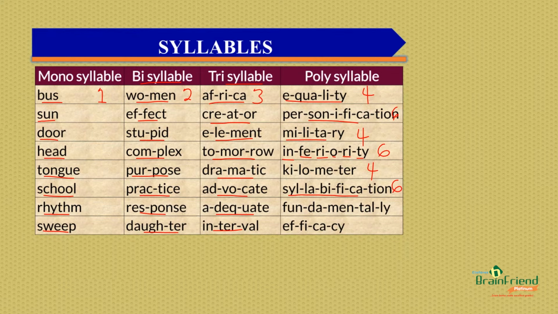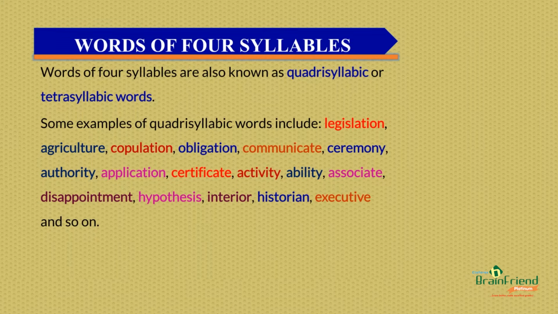We also have the word fundamentally, which is made up of 5 syllables. And lastly, we have efficacy, which is made up of 4 syllables. I'm sure from these examples, the next time you pronounce a word, you can tell how many syllables the word carries. Today, our focus will be on 4-syllable words.